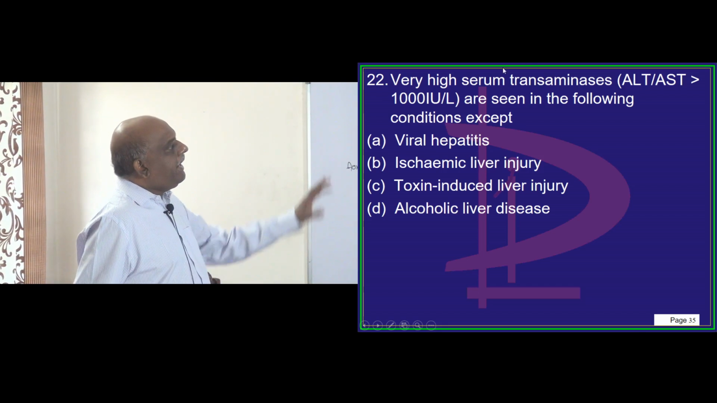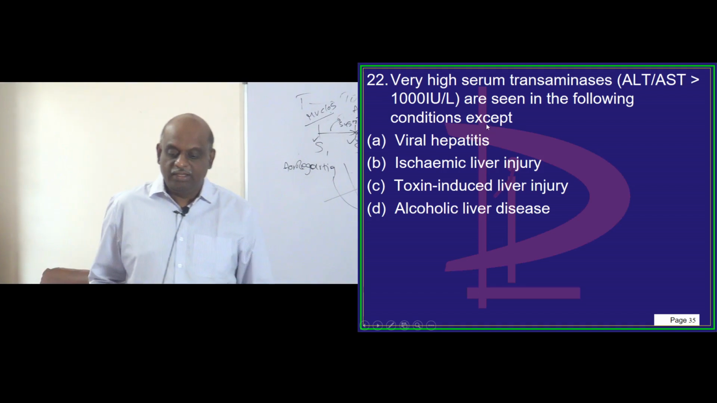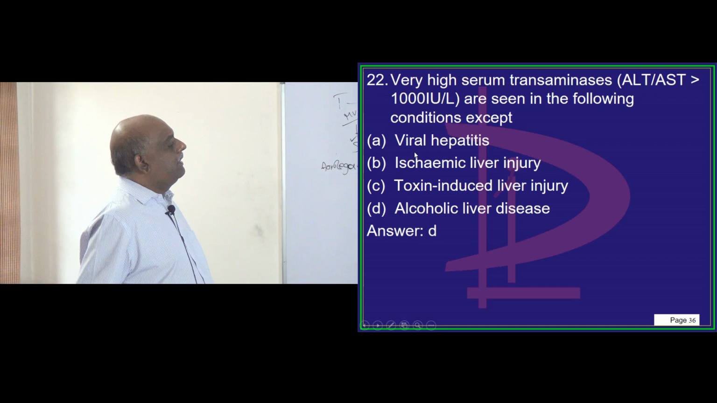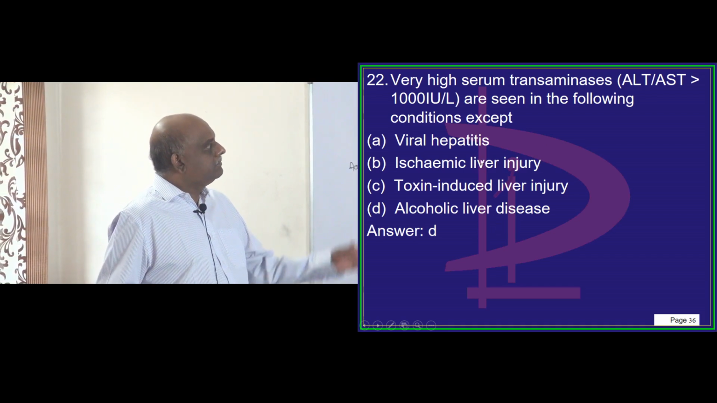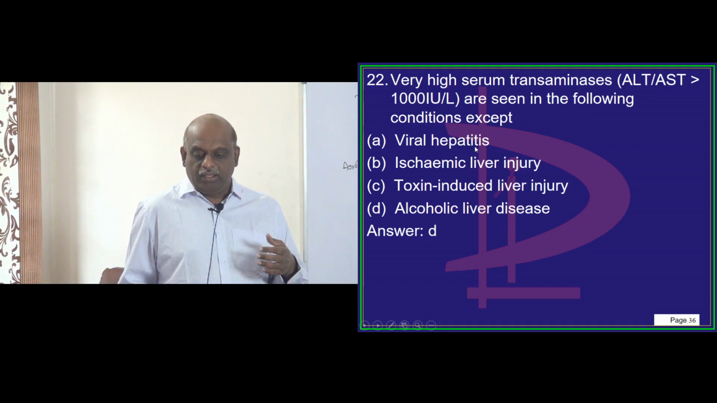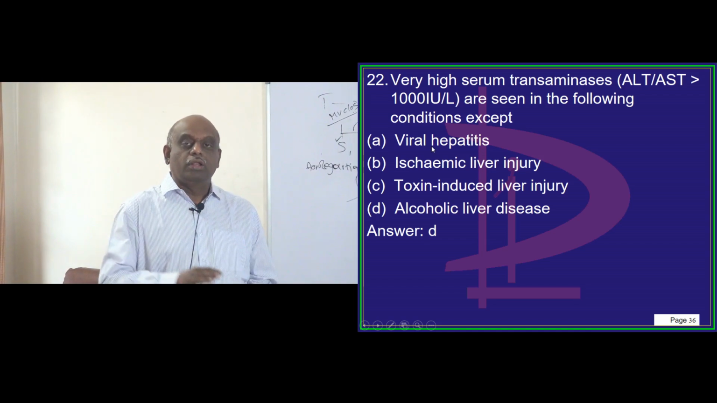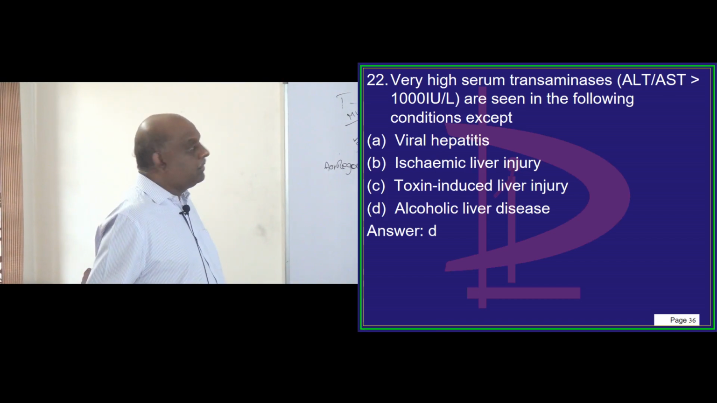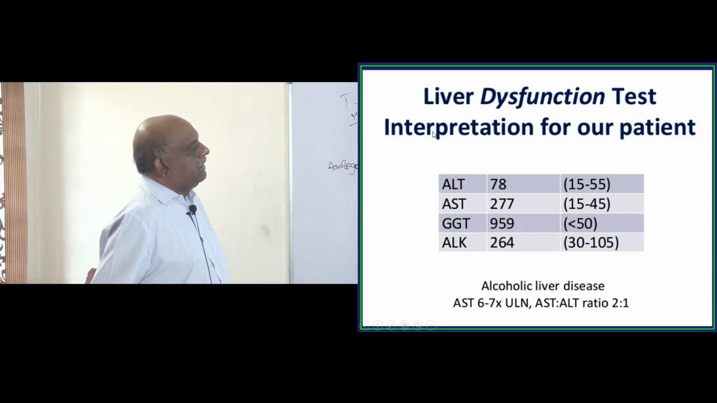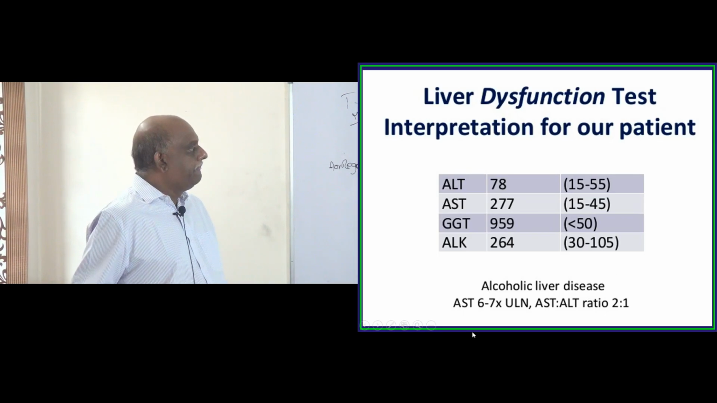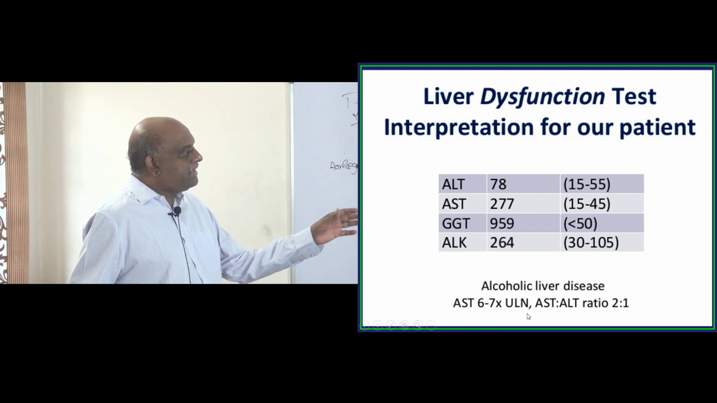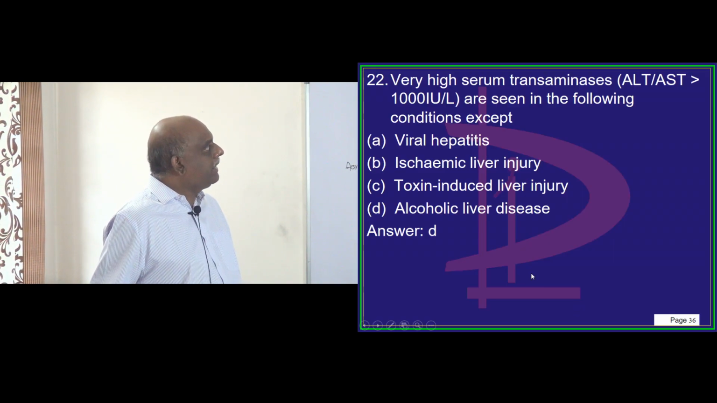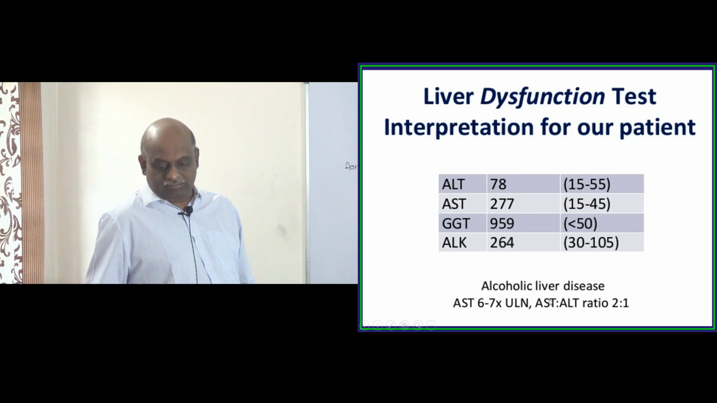Yes. Very high serum transaminases. Except where is an important question. So you should remember, alcoholic liver disease you don't get a very high, means 1500, 1000, utna bade values nahi aayega. So you should remember that if you look at the alcoholic liver disease, AST is 6 to 7 times upper limit of normal. AST-ALT ratio is around 2:1 is what you need to remember.